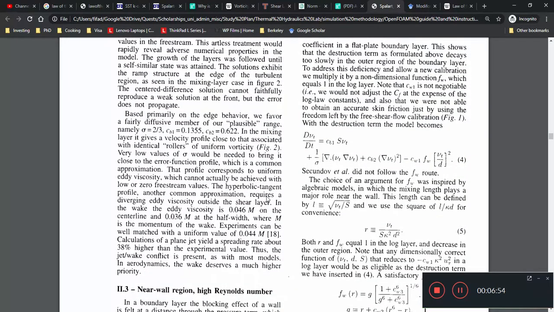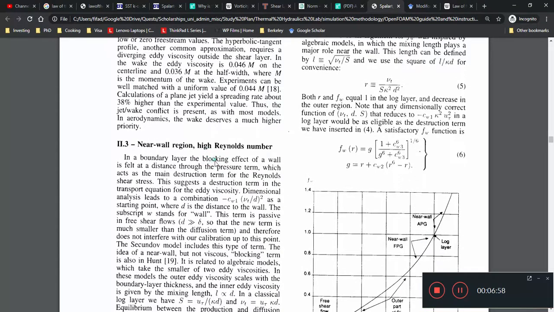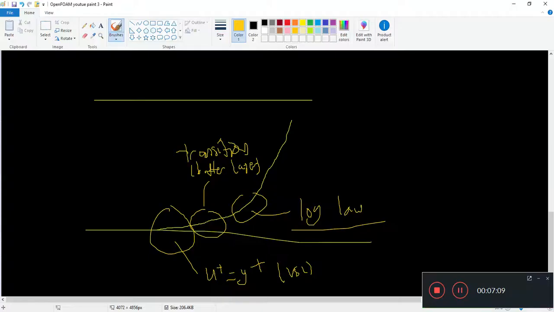So near the wall, there is what the paper calls a blocking effect. In the boundary layer, the blocking effect of a wall is felt at a distance through the pressure term. So what is this talking about?